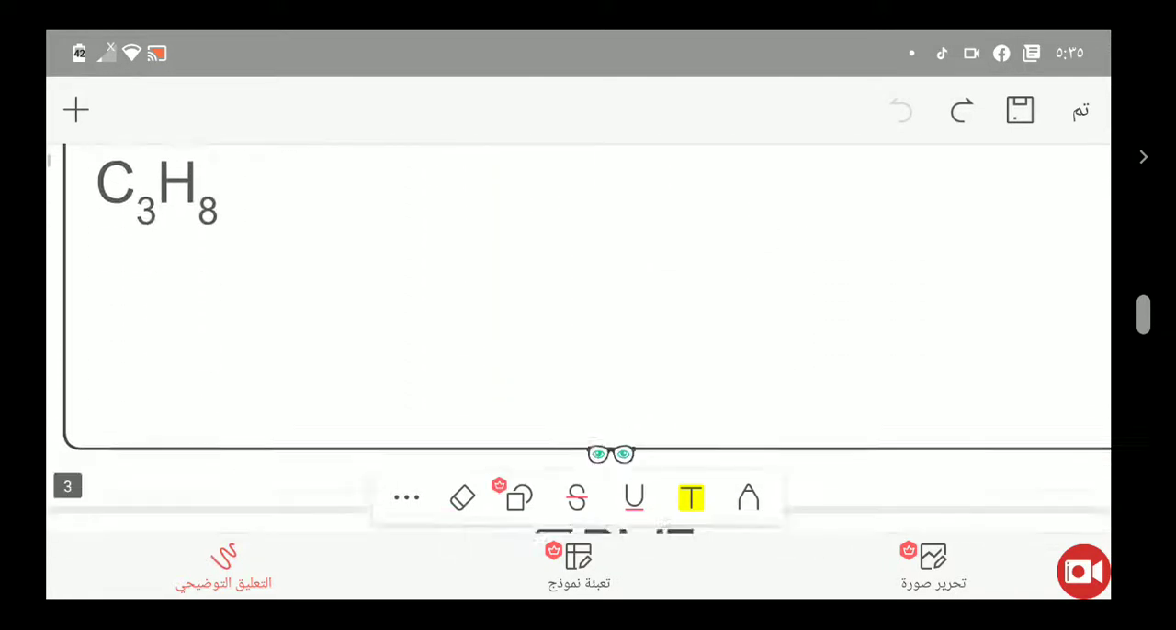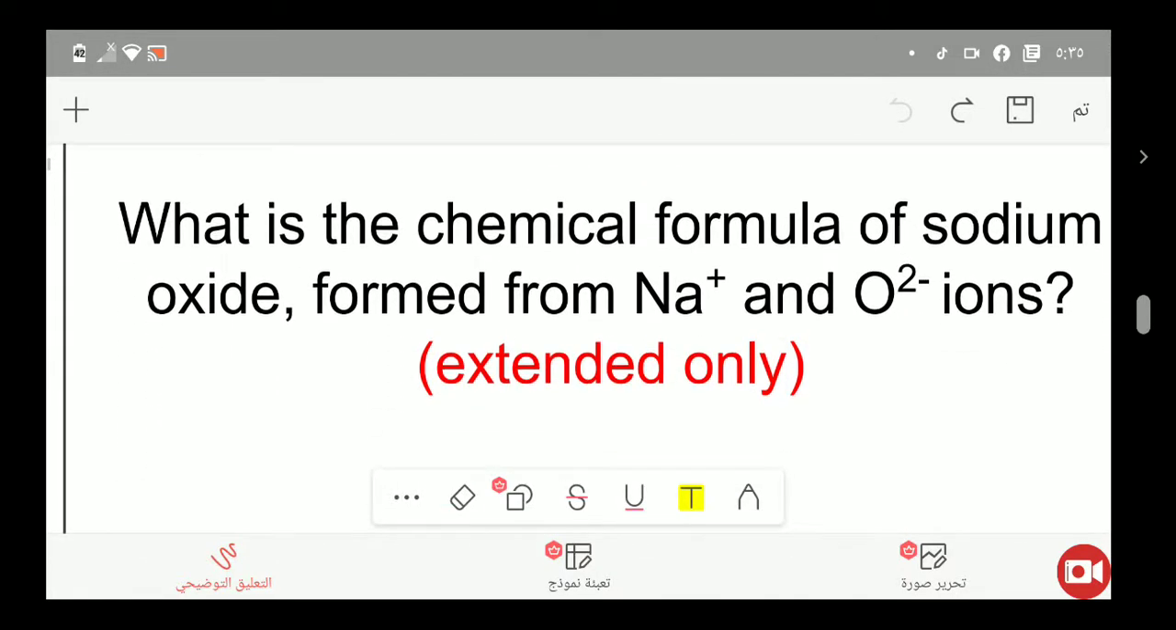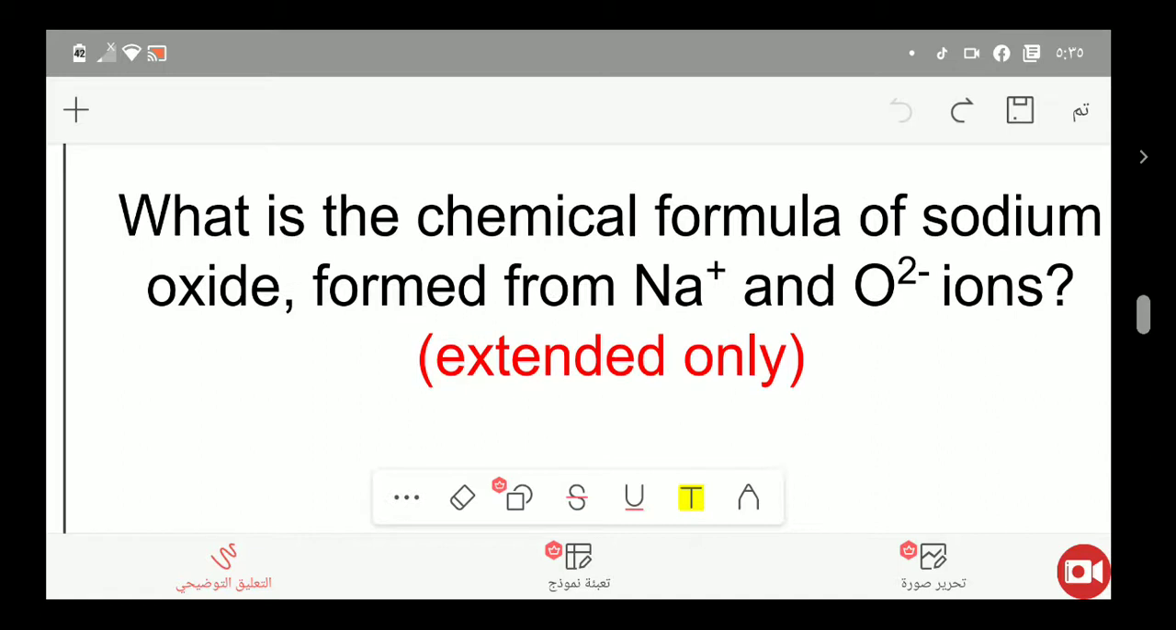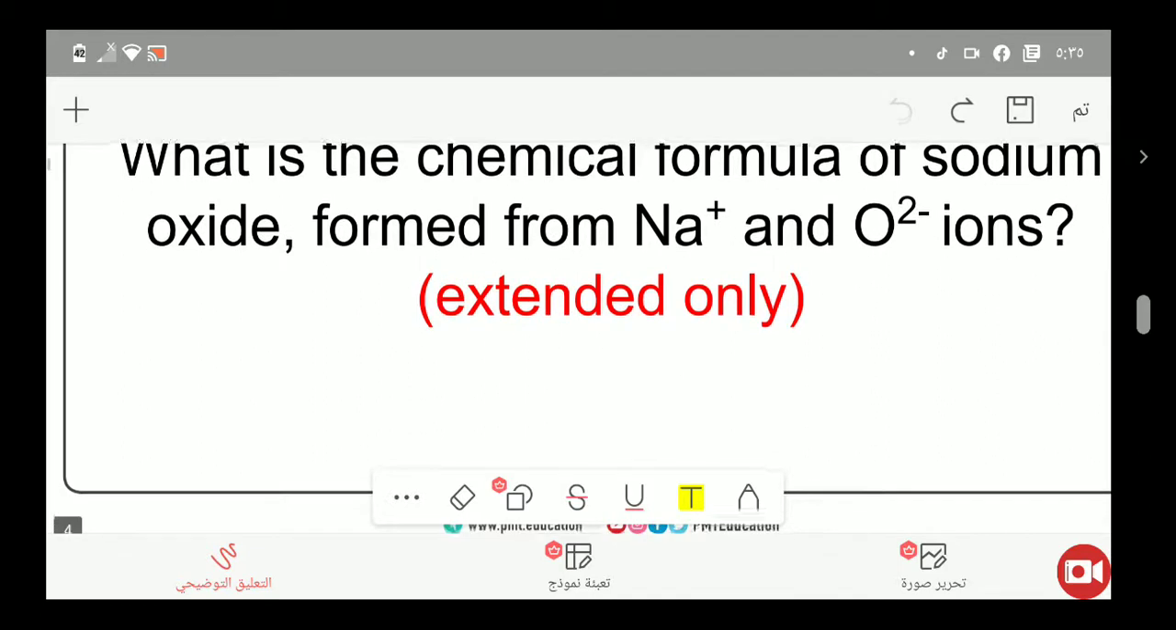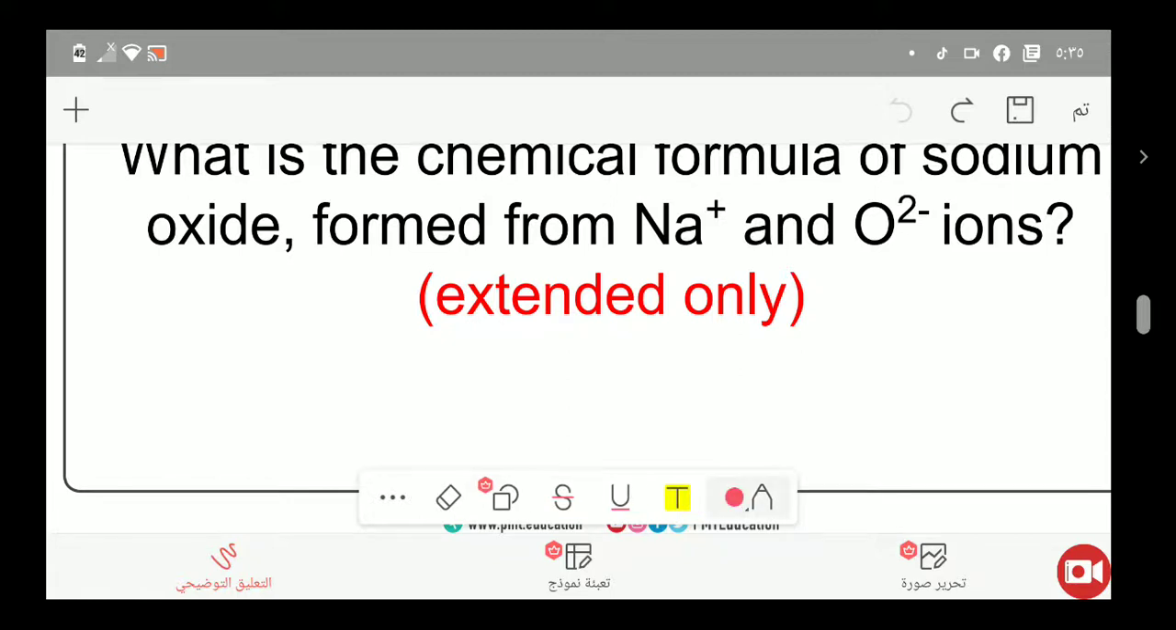Next question. What is the chemical formula of sodium oxide, formed from sodium and oxygen atoms? To derive the formula here, we have to remember the topic of bonding. In the topic of bonding, they talked about valency and its relation to naming compounds.